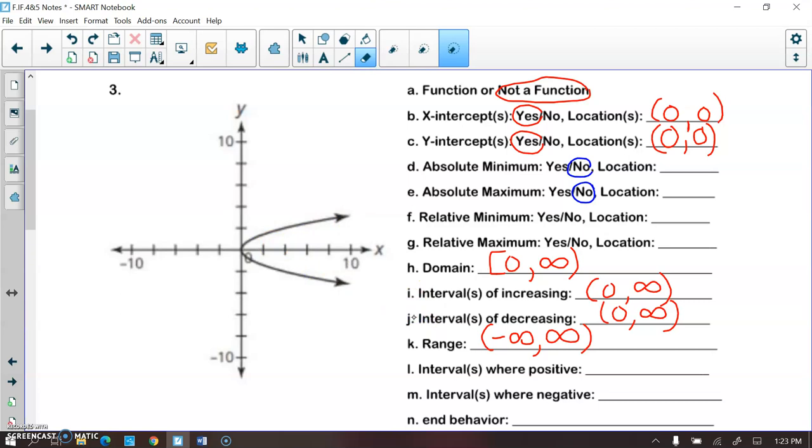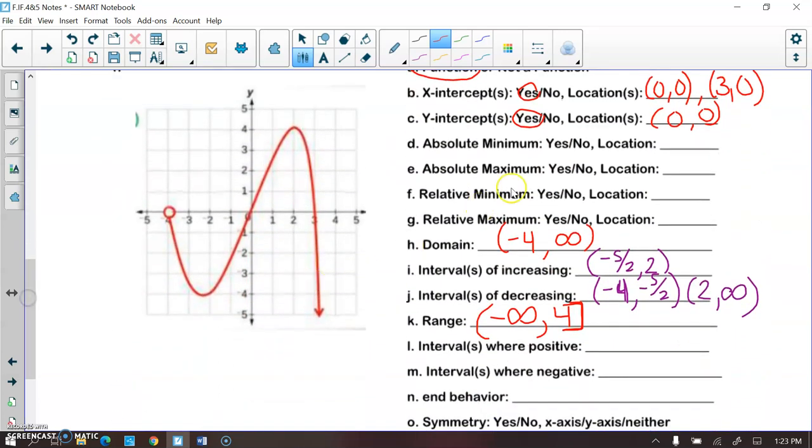Now, if we turn this graph sideways, there would be a low spot on the graph or a high spot. But we can't turn this graph sideways to make it fit where there's a relative min and max. There is no peak or no low spot on this graph, so there's no relative min or max.